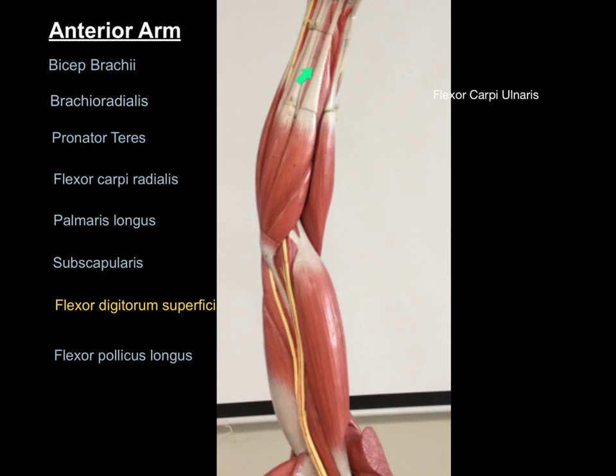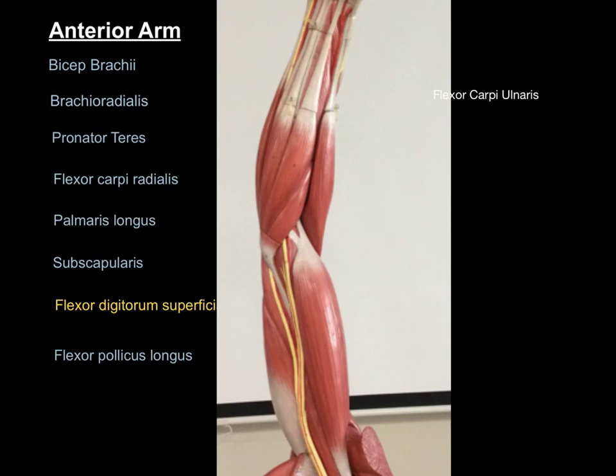And again, we're still on the anterior side, so we're on the flexor side of the arm. This is my flexor digitorum superficialis. So again, peeking out, it's on the next layer. So it's a little bit deeper than the muscles we've just previously identified. So we can see it peeking out from underneath the tendons right there.